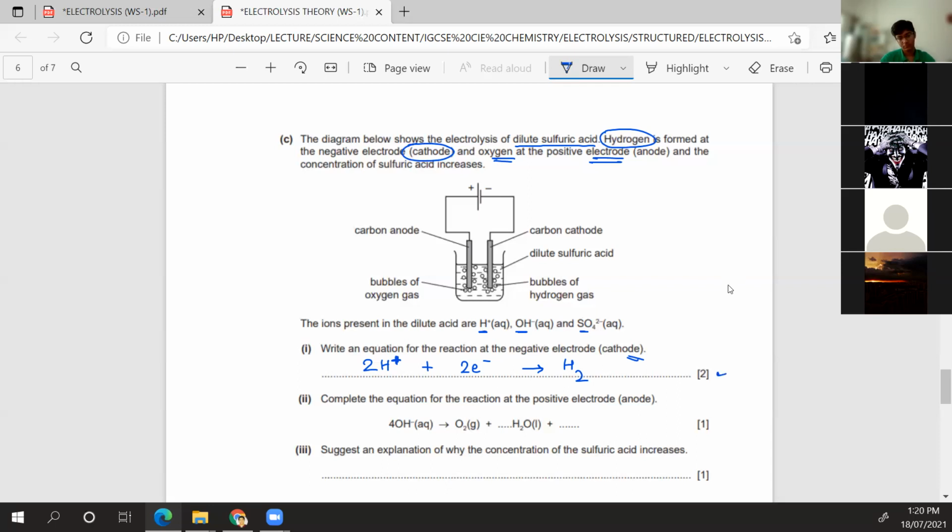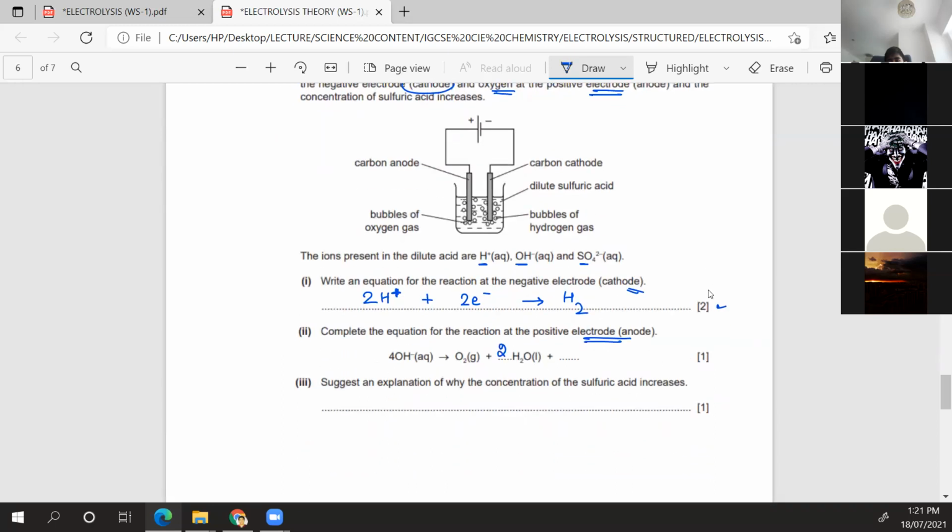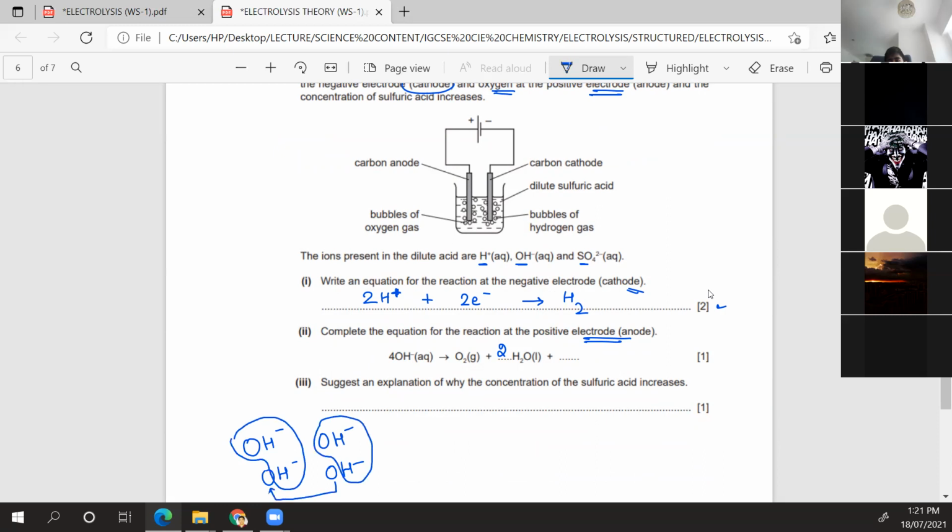Next one, complete the equation for the reaction at the positive electrode, which is the anode. So we know that at the anode it will always be OH- ions losing electrons, which will give you O2 plus dash. So Arnav. Miss, I'm not sure. Okay, Manas. So it will be 2H2O. See, there are 4 OH-, so it will form 2H2O. That's correct. And there will be 1 molecule of oxygen.